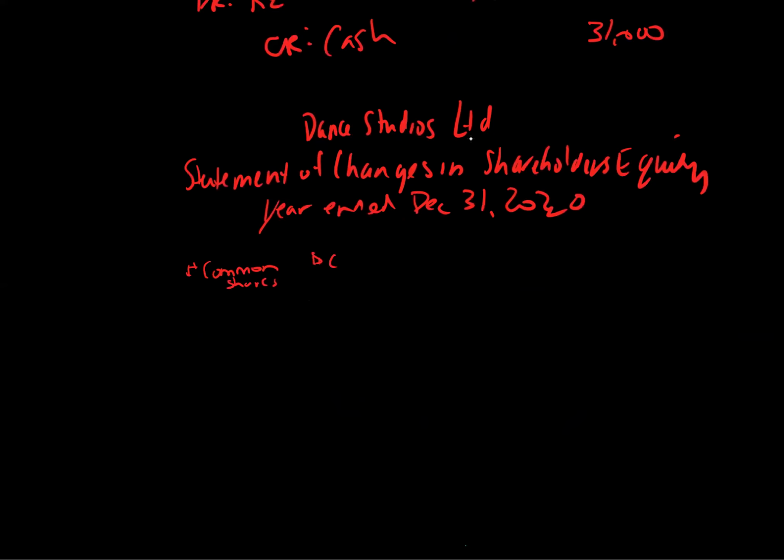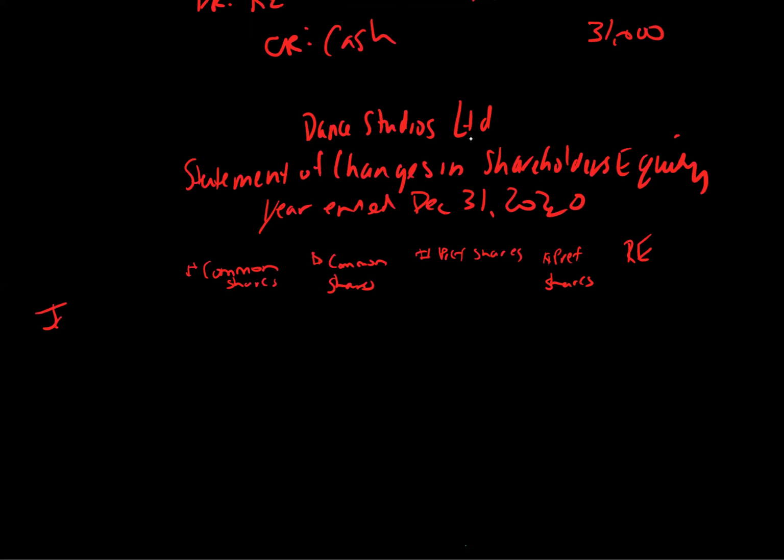We're going to have the value of common shares. We're going to have the number of preferred shares. We're going to have the value of preferred shares. Then we're going to have retained earnings here. Sometimes we have totals down the side. We definitely need the total at the bottom, so we'll leave it at that for now.